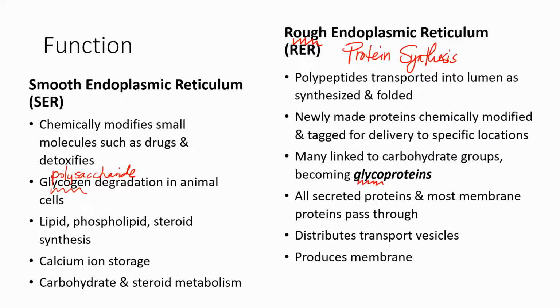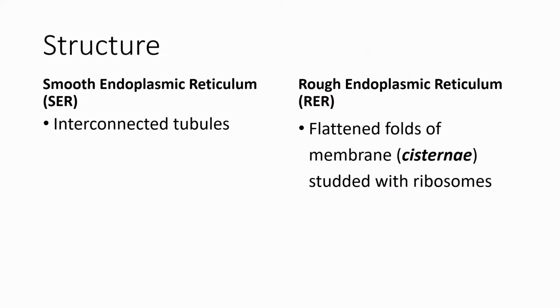You can also make lipids, including phospholipids here, and steroids as well. You can store things in smooth ER. For example, in certain types of cells, you'll store calcium, and you can also modify carbohydrates and steroids here as well. As far as the structure, rough ER looks like these kind of flattened folds of membrane, and like I said, it's got a kind of rough appearance. Smooth ER, on the other hand, looks like a bunch of interconnected tubes.